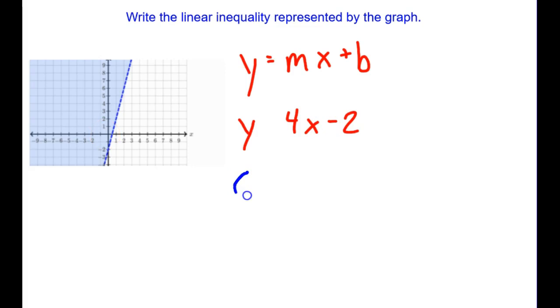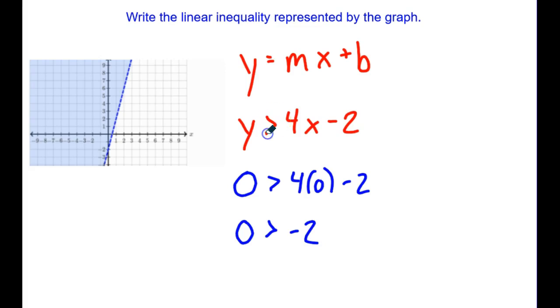So we would have 0 compared to 4 times 0 minus 2. And then if we simplify, we get 0 compared to 0 minus 2, -2. So determining whether this is greater than or less than, we know 0 is greater than -2, which means all of these symbols must be the same. So we get y is greater than 4x minus 2. That is the linear inequality that represents this graph.